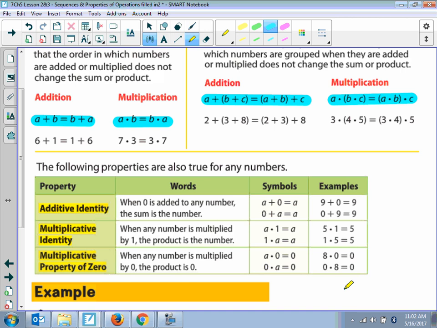Okay? The multiplicative property of 0. When any number is multiplied times 0, what are you going to get? 0. Those are the properties. You already have been working with them forever. You just did not have a name for them. So now you do.